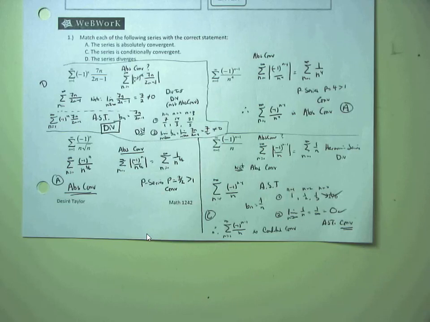So there's really two things you've got to do to this thing. You first check for absolute convergence, and if that works, great, it's absolutely convergent. If it fails that, then check for conditional convergence by doing the alternating series test on it. And the result of the alternating series test tells you either conditionally convergent or divergent.